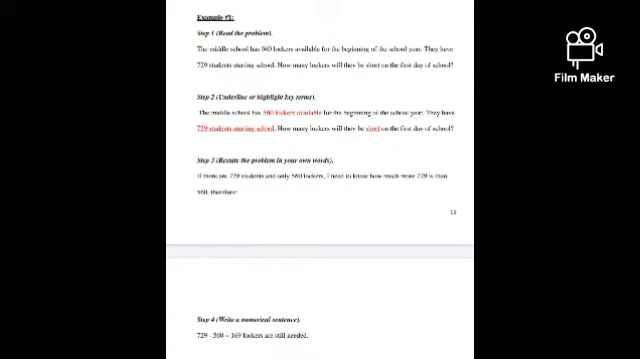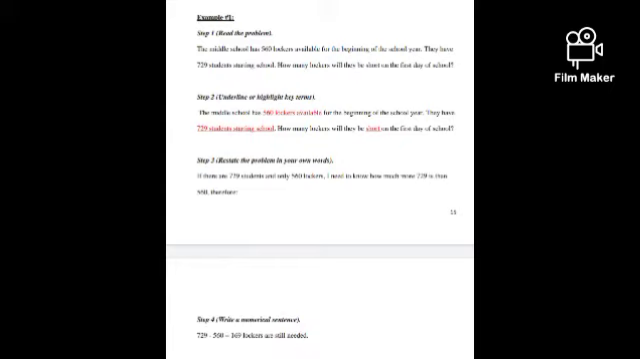Step 2 in the paraphrasing strategy, underline or highlight key terms. And the key terms in this problem have been written in red to highlight them. These terms are 560 lockers available, and 729 students starting school. These two are the important information. And the word short is highlighted because that word implies that the question is how many lockers are still needed by the school to accommodate all its 729 students.